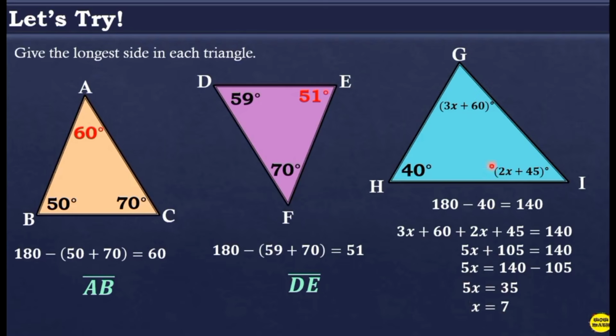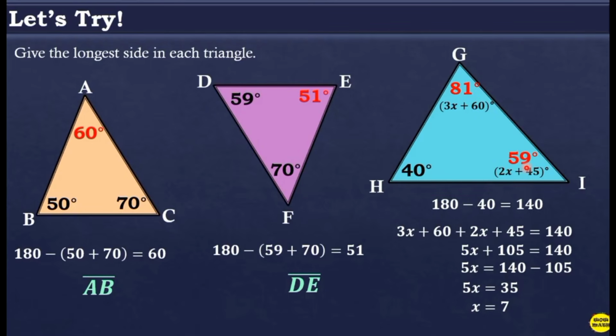So, pag sinubstitute natin dito si 7, 3 times 7 is 21, plus 60, that is 81 degrees. So, angle G is 81 degrees. Next, 2 times 7 is 14, plus 45 is 59. So, the measure of angle I is 59 degrees. Now, we now have the measure of the three angles. We have 40 degrees, 81 degrees, and 59 degrees.